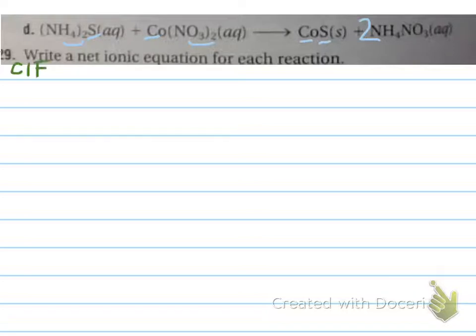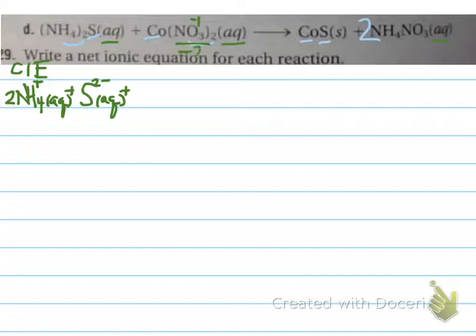Again, I'm going to take everything that's in the aqueous state of matter and break it up into its ions. So I have 2, because of the subscripts, ammonium, I have sulfide, I have cobalt, and again, because nitrate has a charge of negative 1 and there's 2 of them, my total negative charge is negative 2, so this has to be cobalt with a plus 2.